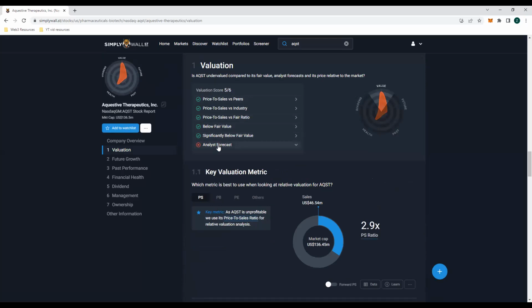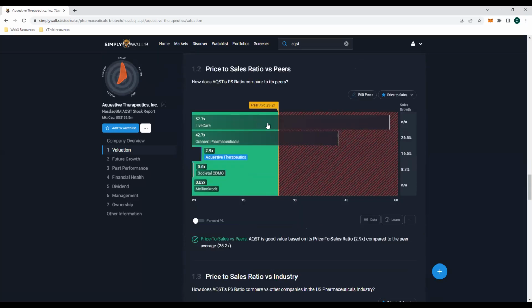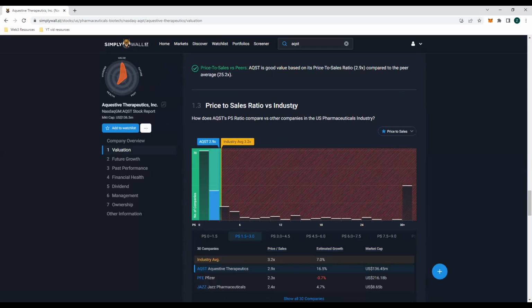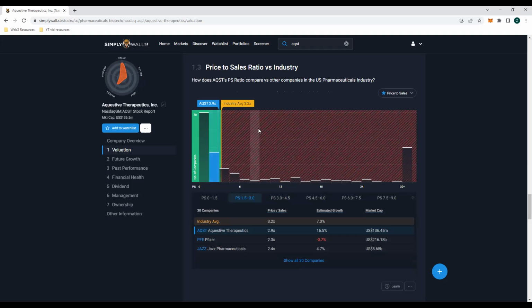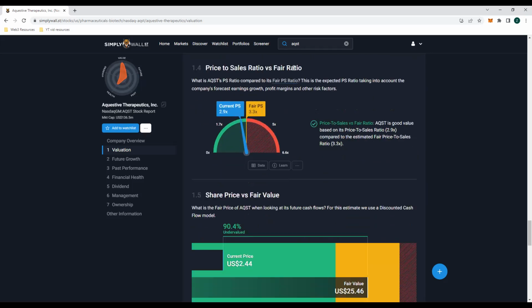It gets a 5 out of 6 on the valuation. Specifically, you looked at the price to sales versus its peers. AQST is at a 2.9, all right, and the peer average is 25.2x. So it is a good value based on its price to sales ratio compared to the peer average. If you look at the price to sales ratio versus the industry, okay, it is also a fair deal right here, but it's at 2.9 and the industry average is 3.2. So it's below those metrics. This is the price to sales ratio versus its fair ratio, and it's at 2.9. The fair price to sales ratio would be at a 3.3. So it's a good value based on the price to sales ratio.